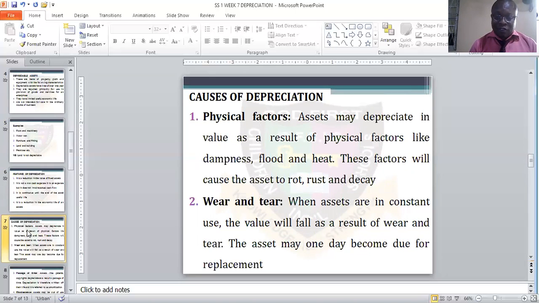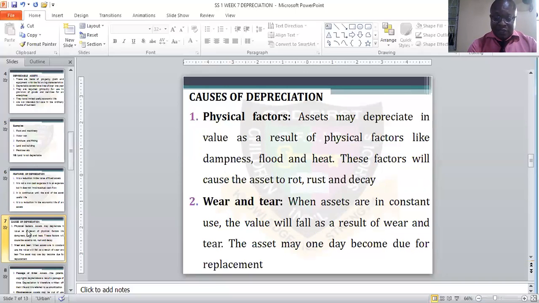One, physical factors. Asset may depreciate in value as a result of physical factors like flood and heat. During the rainy season, if you put machinery outside and rain is falling on it, it will rust, and there are some assets that will also decay. So these are the physical factors.